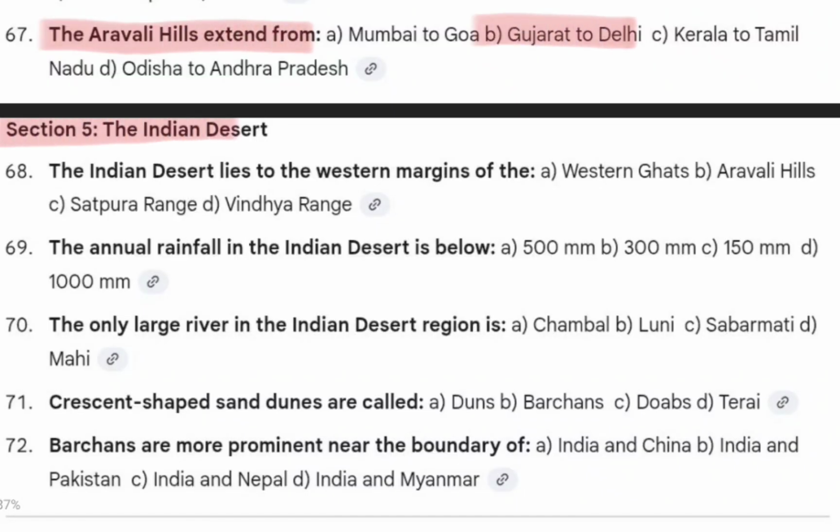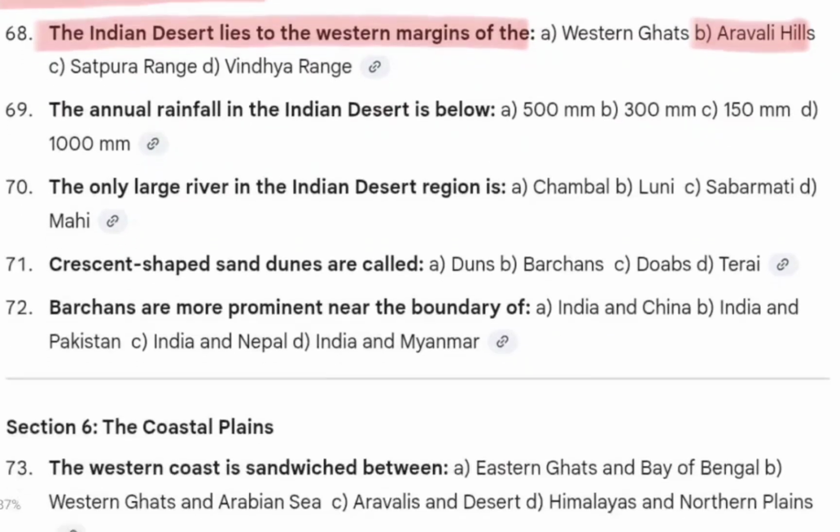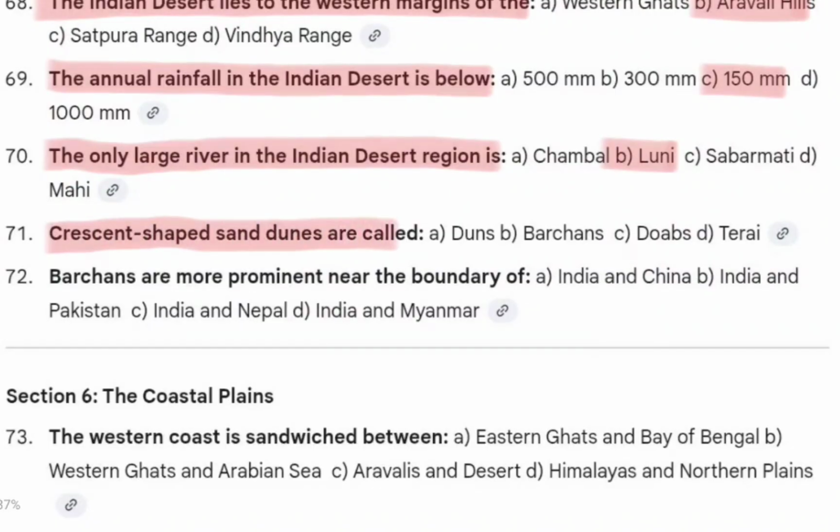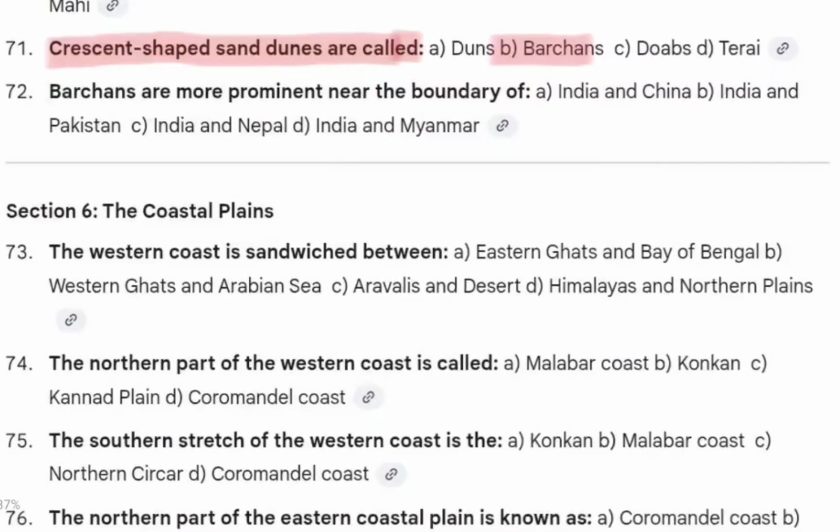Now section number 5, the Indian Desert. The Indian Desert lies to the western margins of Aravalli hills. The annual rainfall in the Indian Desert is below 150 mm. The only large river in the Indian Desert region is Luni. Crescent shaped sand dunes are called Barchans. Barchans are more prominent near the boundary of India and Pakistan.